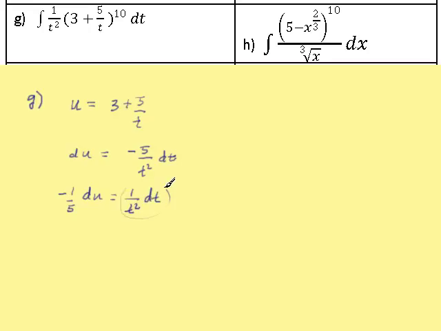And this is 1 over t squared dt. That's what we have in our integrand. So let's do our u substitution. All right, so we're going to substitute minus 1 over 5 du for 1 over t squared dt. And here we have u to the 10th. So let's do our power rule. And now just substitute back.